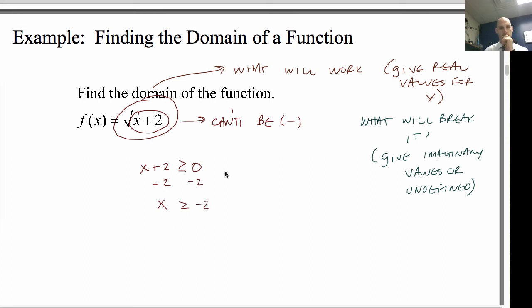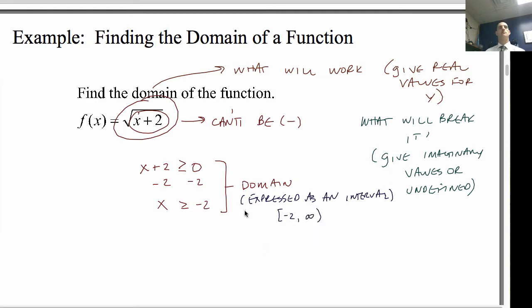Okay, so my domain should be expressed as an interval. That's why we've been practicing writing things as intervals so often. So my domain expressed as an interval is negative 2 to infinity. Okay, so that's my domain for this one because underneath that square root it cannot be negative. Okay, so let's look at a second example.